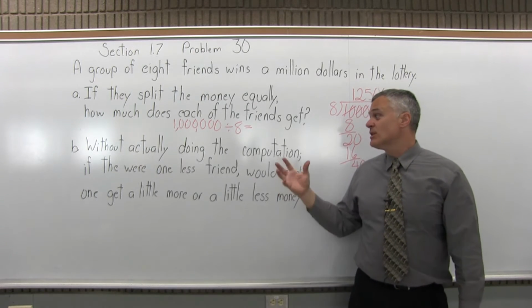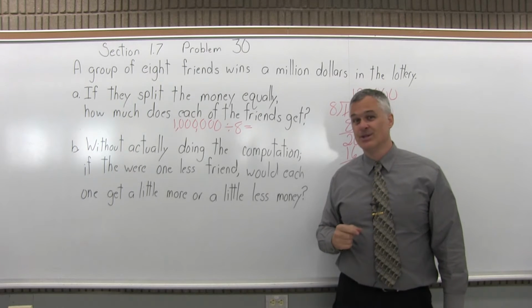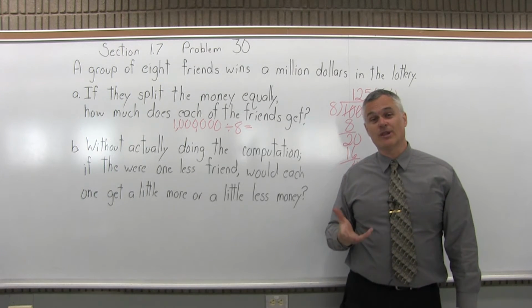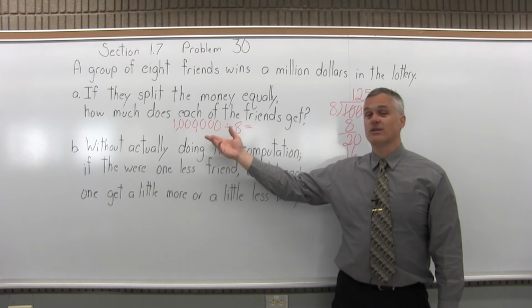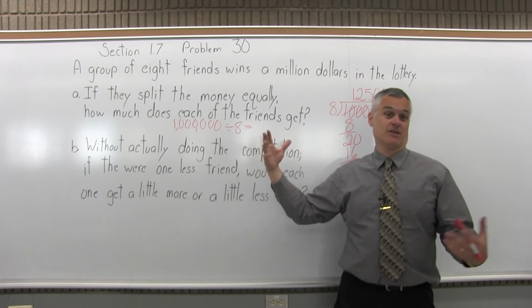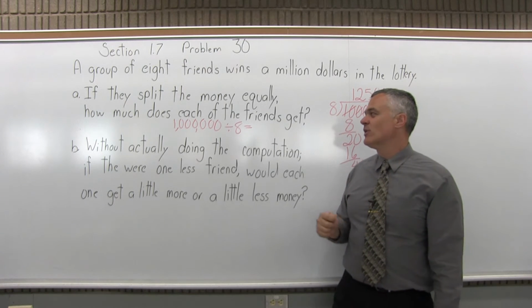Now B says, without actually doing the computation, if there were 1 less friend, so let's say there's 7, would each friend get a little more or a little less money? And it says without actually doing the computation. Obviously, if you have a calculator handy, you just do 1 million divided by 7 and see if the answer went up or down. But just to try and reason it out is what we're looking for here.